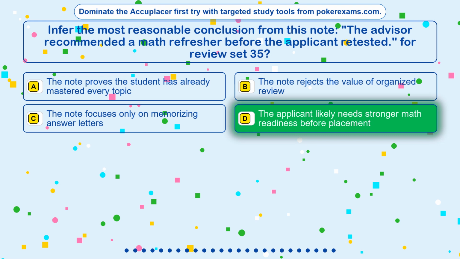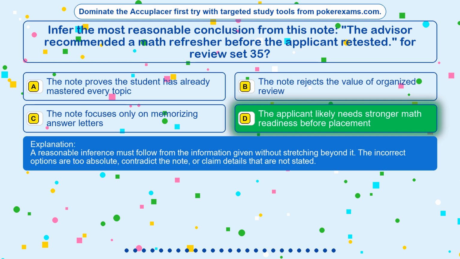The correct answer is option D. The applicant likely needs stronger math readiness before placement. A reasonable inference must follow from the information given without stretching beyond it. The incorrect options are too absolute, contradict the note, or claim details that are not stated.